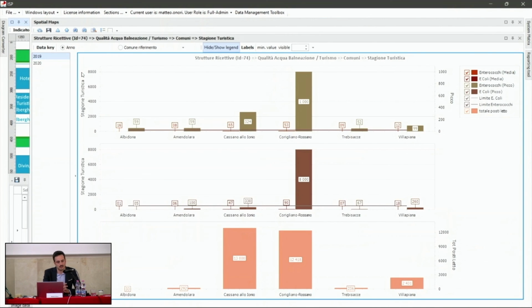The strength of this software is that it lets you cross the data in a short amount of time. In literally 10 minutes, I crossed the values of Enterococcus and E. coli with the number of beds in hotels, which you can see this time at the bottom of the graph. And you can see that there is a strong correlation, that has to be verified of course, between the exceedances, the peaks in the summer period, and the number of beds. Still, the top of the graph is the same as before, but there is a correspondence with the number of beds in the municipalities.